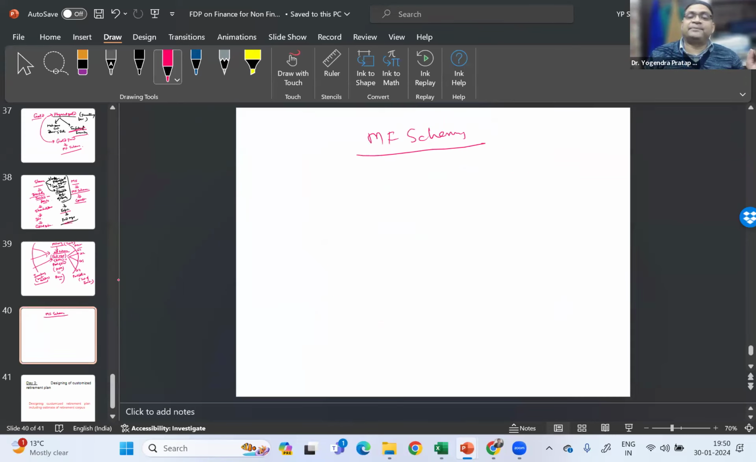Second, what are the different mutual fund schemes? In 1996, the then Finance Minister P. Chidambaram made it mandatory for all the mutual fund schemes that all the fund managers should disclose their investment objective in the name of the scheme itself. The name of the scheme must carry the broad objective of the scheme.